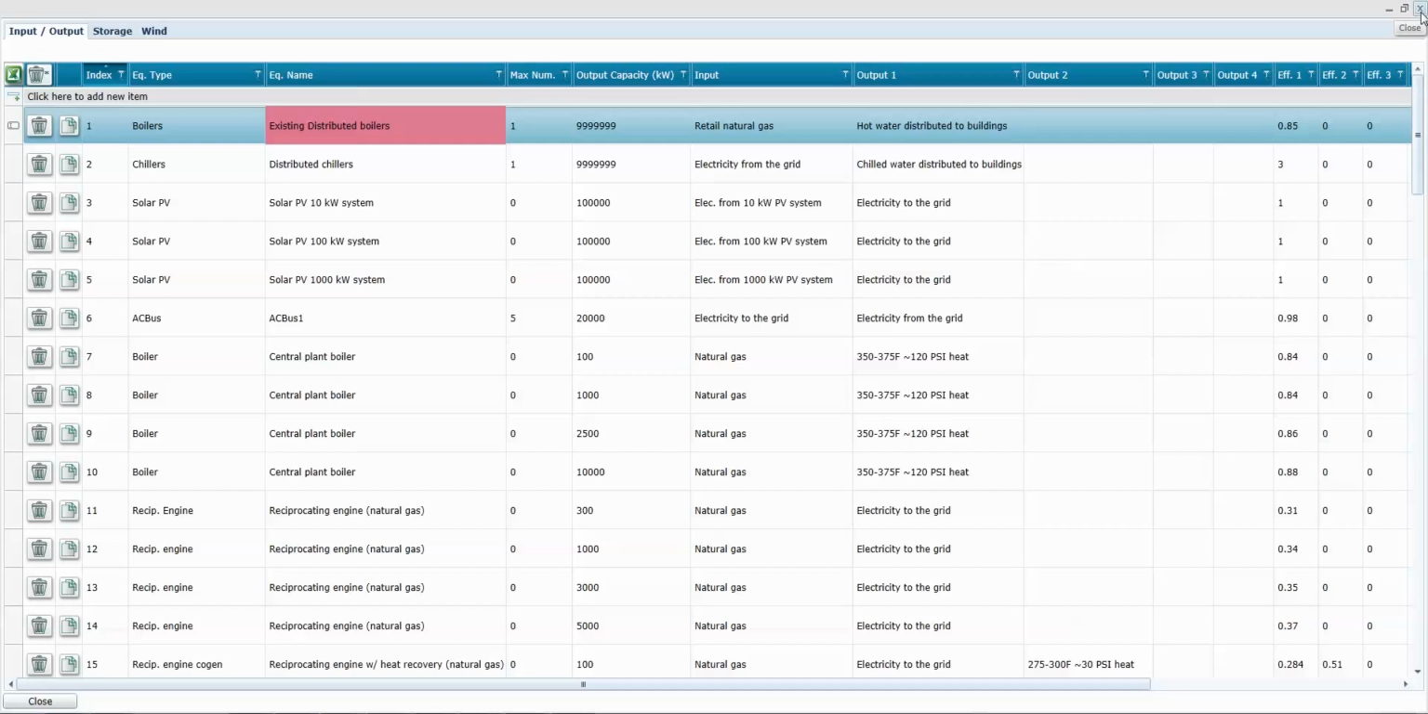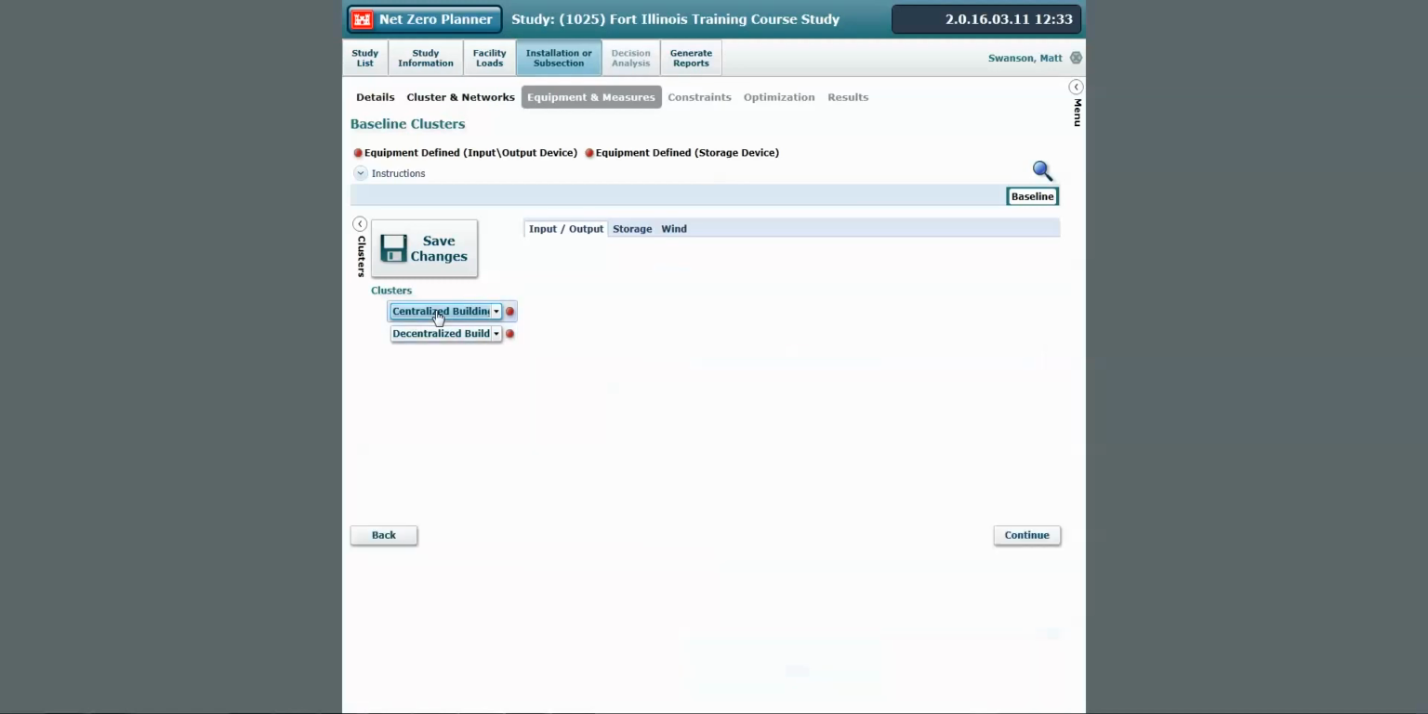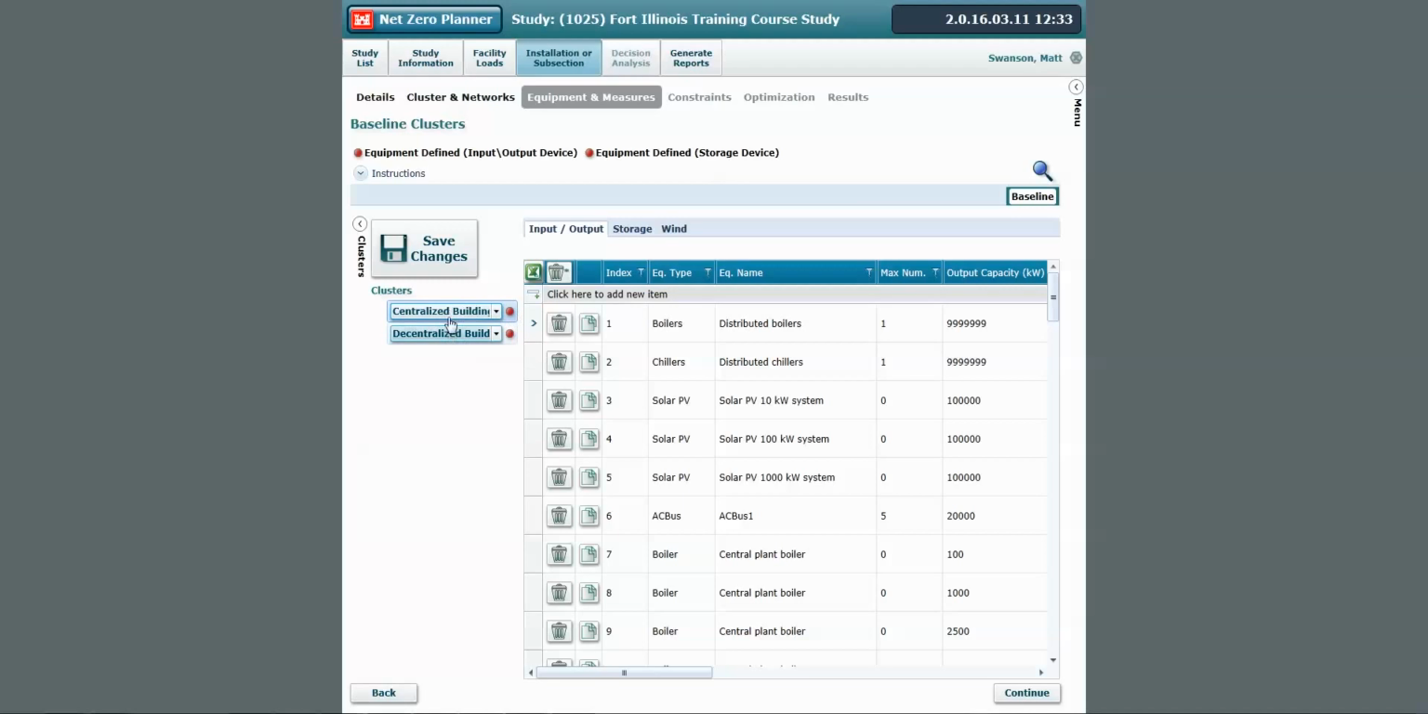We can go ahead and hit the X, and we're done with the decentralized. We're still going to have to make some changes to the centralized system. So let's click on that one. You don't have to save when going between the clusters. You do have to save before you continue on to the next tab.